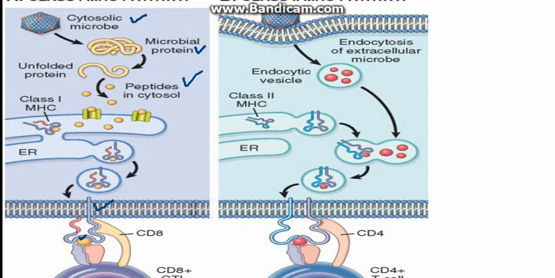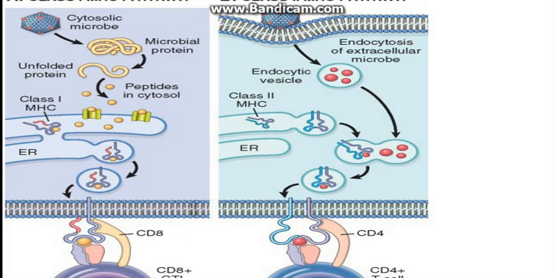Now after it has presented it, the class 1 MHC molecule deals with the CD8 T lymphocyte. The CD8 T lymphocyte has a specific receptor which binds to the alpha 3 part of the class 1 MHC molecule, and therefore CD8 T lymphocytes are also known as class 1 restricted T lymphocytes.